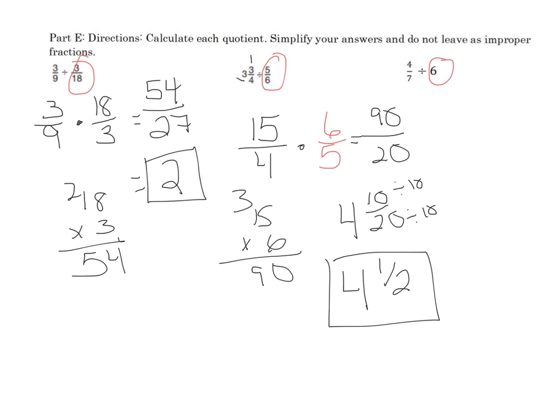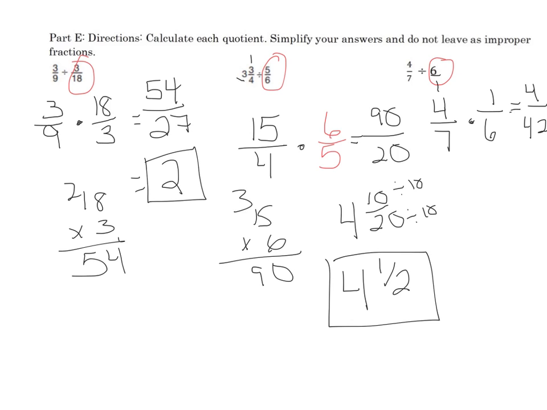Okay, and the last one, remember that when you are writing whole numbers as fractions, it's over 1. So if I had 6, it wouldn't be 6/6, it's 6/1. But we still have to rewrite these as multiplication problems. So I have 4/7 times the reciprocal of 6 would be 1/6. Okay, so it'd be 1/6. Then we can multiply straight across. 4 times 1 is 4, and 7 times 6 is 42.